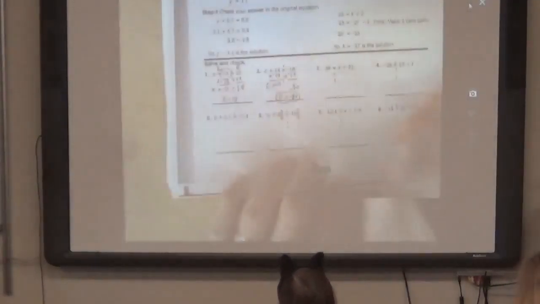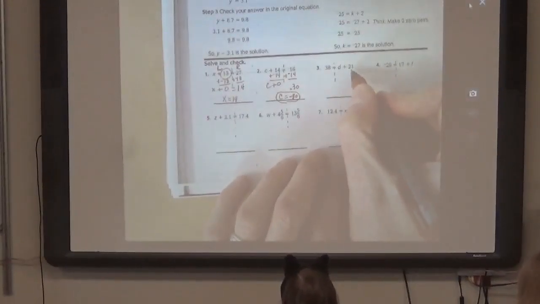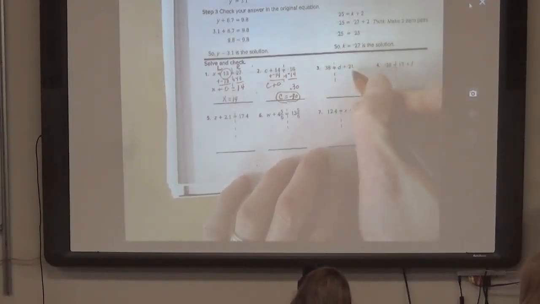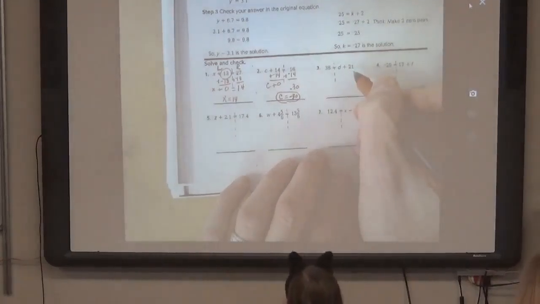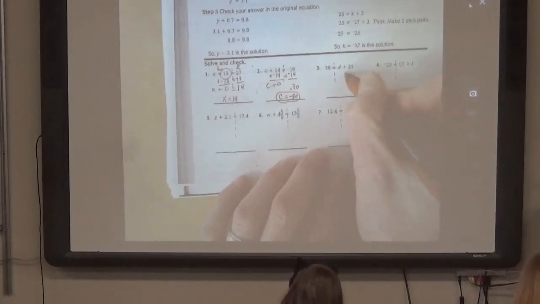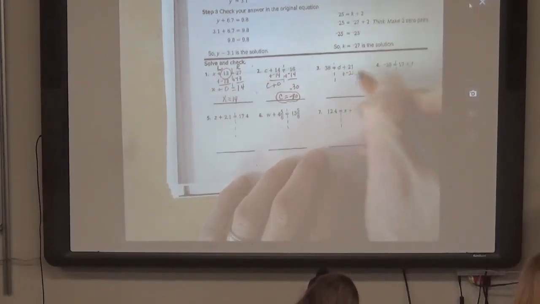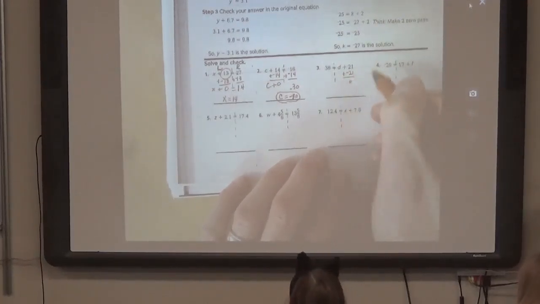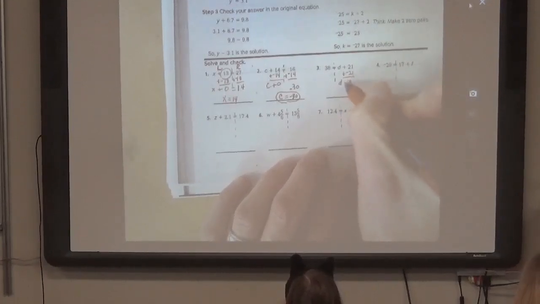You have to get rid of the 21 on this side. We have to start on the side with the variable. Always start on the side with the variable. Nate, what would you add? Negative 21. Yep. Add negative 21 to this side. So D plus 0 equals something.